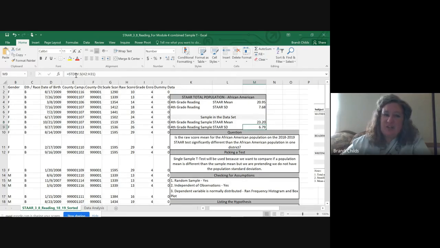For the standard deviation, it's also a formula. Once again, equals standard deviation. Make sure you select the S. And once again, you select those raw scores as well.